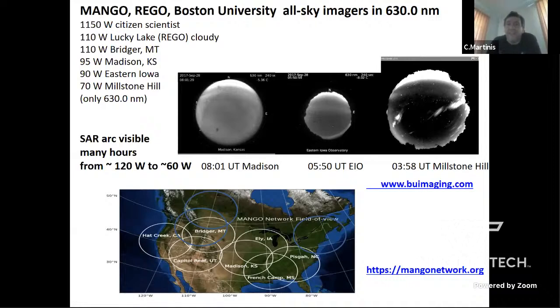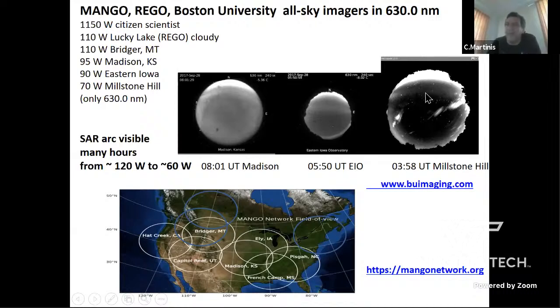The point here is that during this night, a SAR arc, as I say, was visible for many hours, spanning the entire North American longitude sector. These are different raw images from the Mango network, showing a very weak arc around 8 UT, and from Madison, Kansas. More to the east, at Eastern Iowa Observatory, another SAR arc is at 5:50 UT, you see it there. And all the way to the east of North America, we have Millstone Hill, where you see the aurora at the top, and an arc that is not very bright.